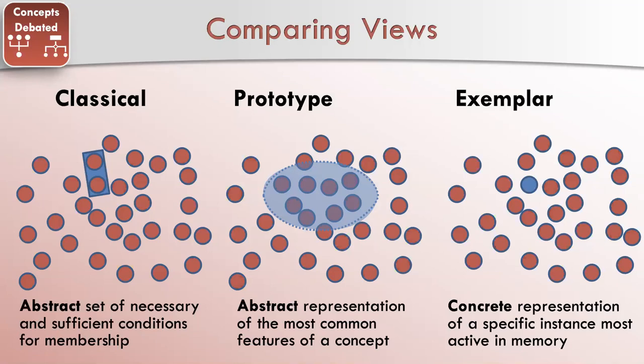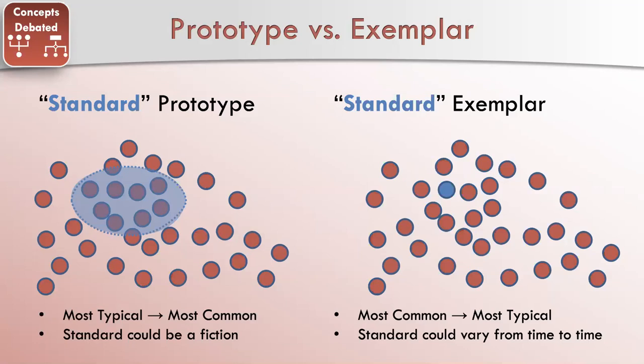Exemplar is not abstract. You pick a concrete representation, and anything that's similar enough to that gets to count, gets to be more active in your memory. So from prototype views, the basic idea is you go from the most typical to the most common. In the exemplar view, you go from the most common to the most typical. So you find typical traits, and then you describe the view or the category based on those in prototypes. With exemplars, you pick an entity that comes to mind.